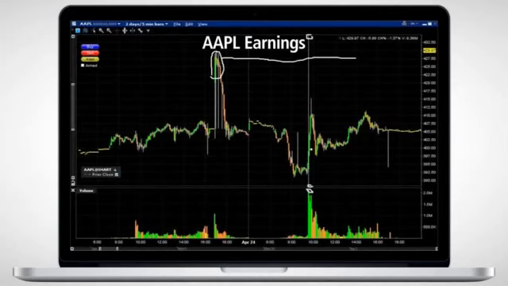Now again, trading around equity earnings is not for the faint of heart. What I would suggest is that you get familiar with how stocks trade right after earnings before you try these strategies. These strategies offer a lot of potential for profit, but you really have to know what you're doing.